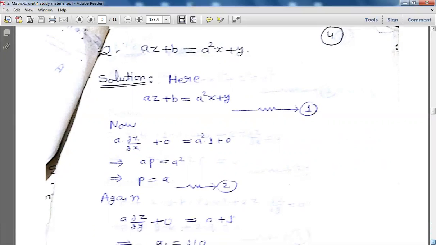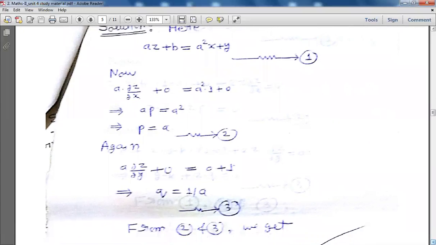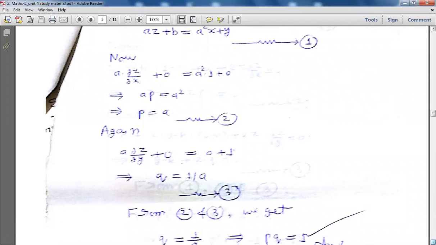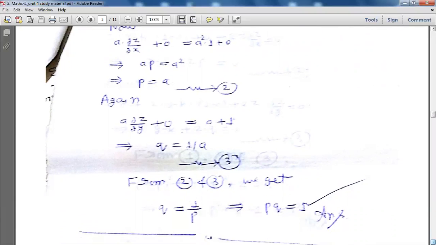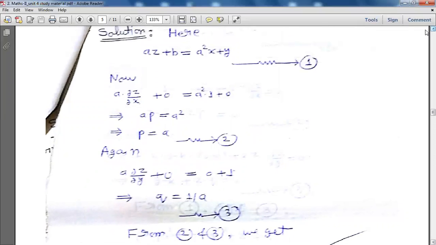We get the result as equation number 2, p equal to a. Result equation number 3 is q equal to 1 upon a. From 2 and 3, we will obtain the relation pq equal to 1. Yet b cannot be eliminated with the help of p and q. So we shall not use relation 1. We shall use results 2 and 3 to constitute the required partial differential equation.